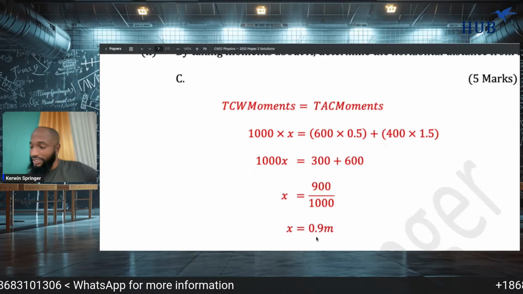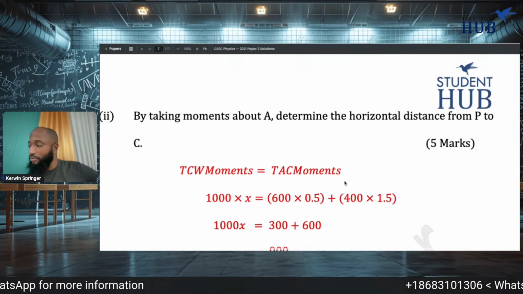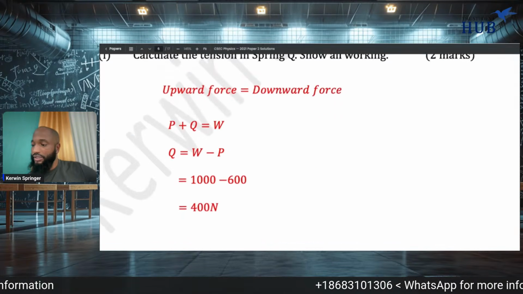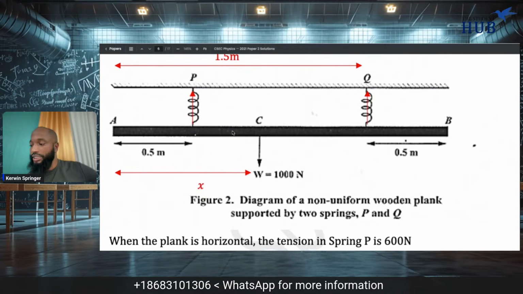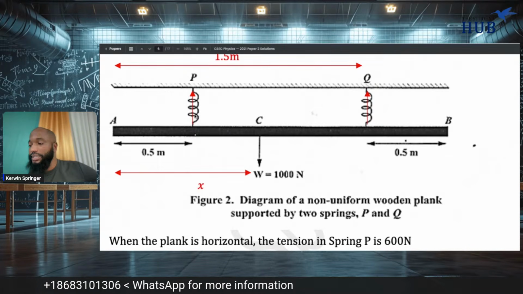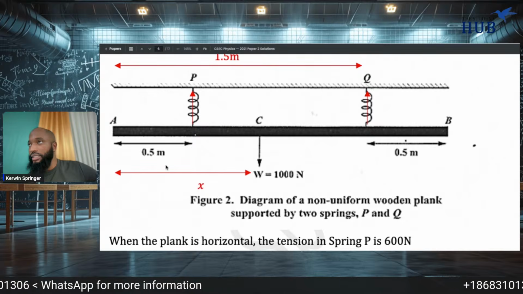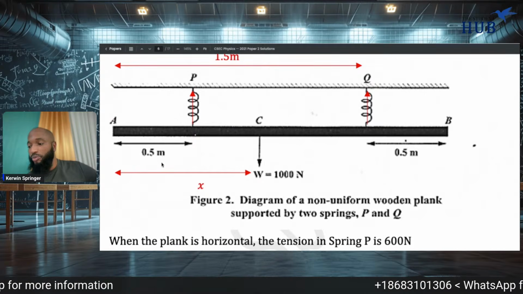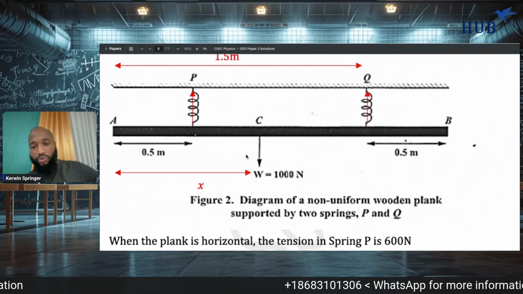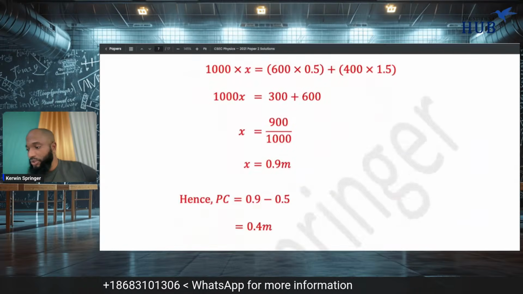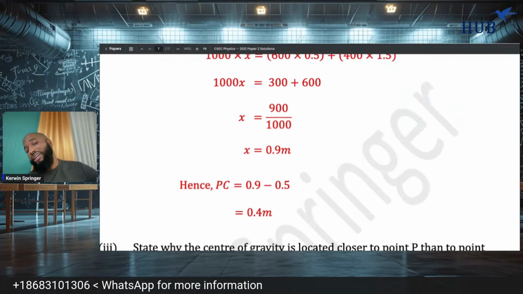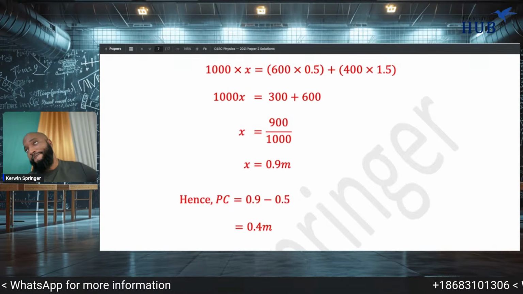So if X is 0.9, how do you find the distance from P to C? P to C. 0.9 minus 0.5, and you get a nice looking 0.4. So this is like the worst case scenario. Everybody understand moments? You can do moments.